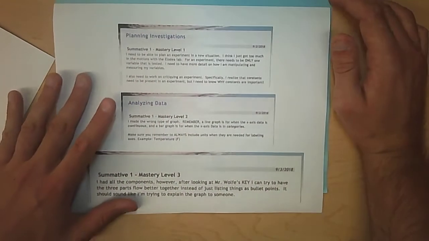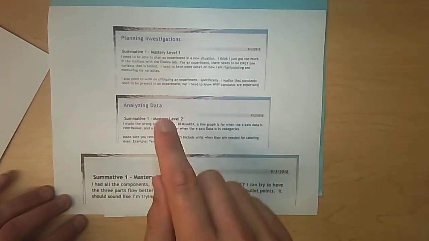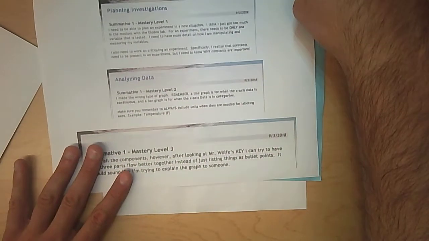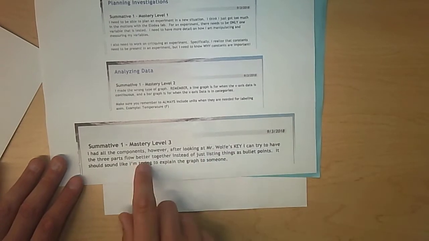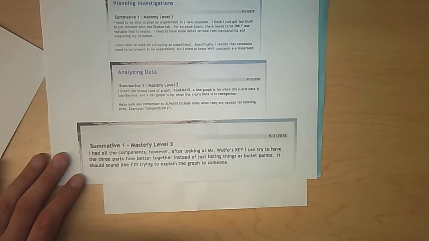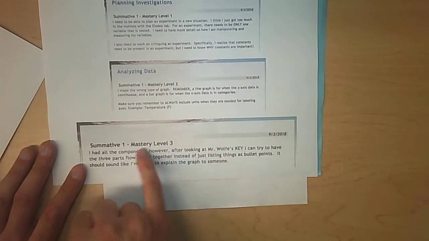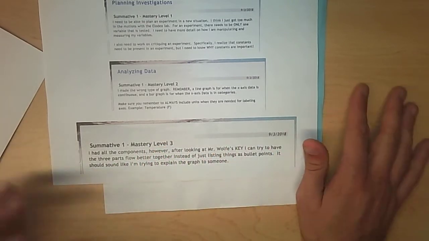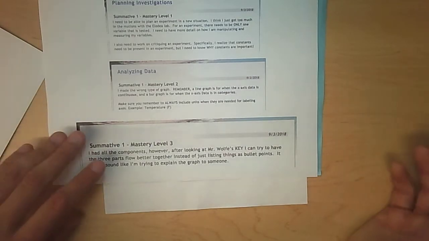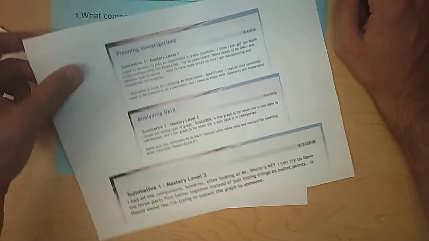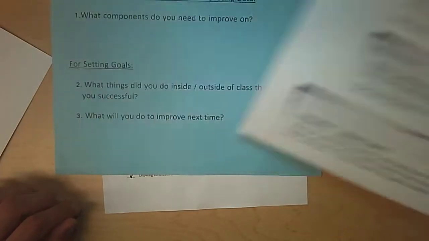Here's a few examples for planning investigations, analyzing data, and then this one would be the other one, interpreting data, even though it's not listed here. Even if you got a mastery level of 3, you can write something you could do to improve next time, or something you saw that another student did differently, or that my key may have had differently, something like that.